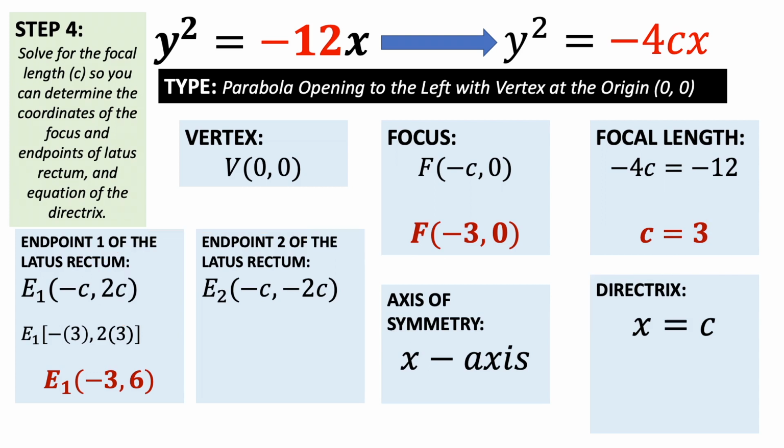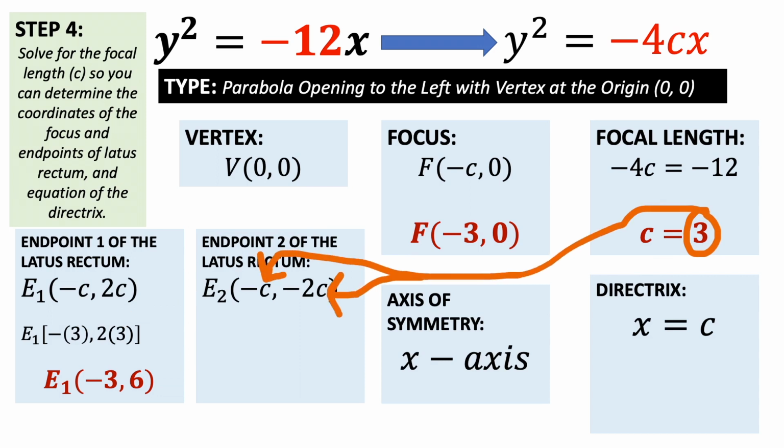We will also substitute 3 to the c's in the formula for the coordinates of endpoint number 2 of the latus rectum. Let's simplify negative 1 multiplied by 3 and negative 2 multiplied by 3. Therefore, e sub 2 is at negative 3, negative 6.